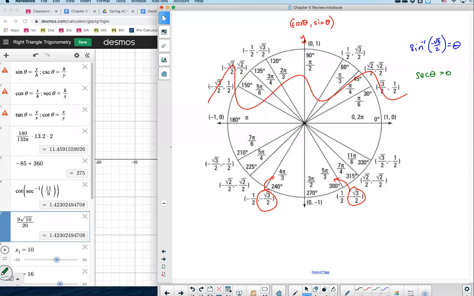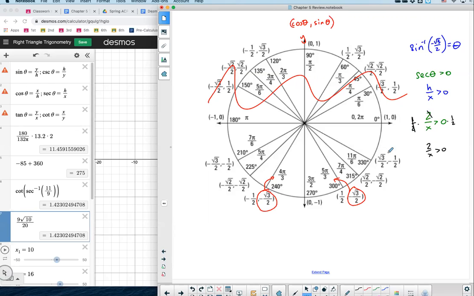So secant is greater than 0. Secant is h over x, so h over x is greater than 0. And since I know h is 2, we're going to say 2 over x is greater than 0. I don't know how else to do the algebra here, other than to multiply each side by a half. And what I learn is that 1 over x is greater than 0.